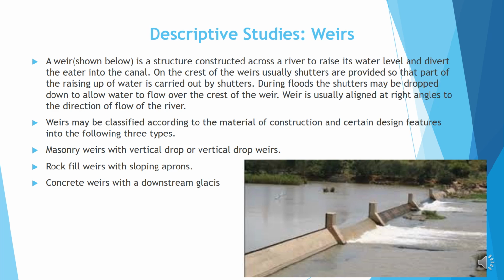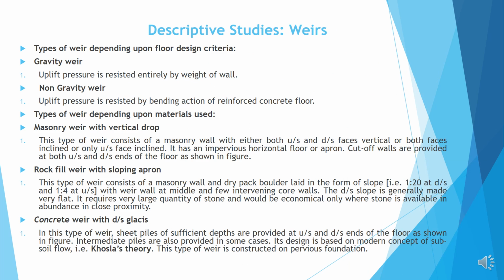Weirs may be classified according to the material of construction and certain design features into the following three types: masonry weirs with vertical drop or vertical drop weirs, rock fill weirs with sloping aprons, and concrete weirs with downstream glacis. Types of weir depending upon floor design criteria. Gravity weir: uplift pressure is resisted entirely by the weight of the wall. Non-gravity weir: uplift pressure is resisted by bending action of the reinforced concrete floor.